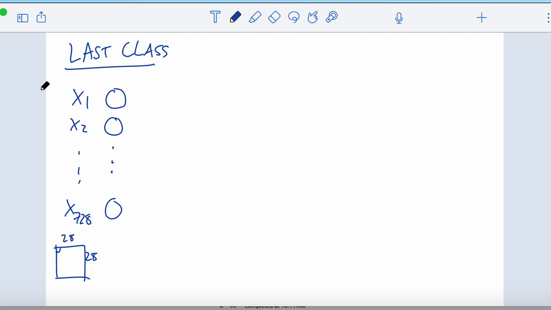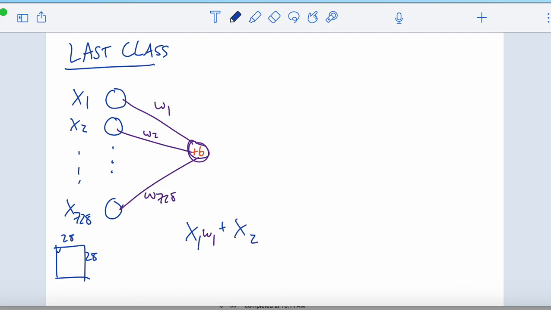The first thing we did is we said, let's make one output layer over here, and we'll connect it up with weights. So we had W1, W2, all the way up to W728. And then we also had a vector of biases that we were just adding on. Let's do a plus B. And we had the formula that the output is x1 times W1 plus x2 times W2, plus all the way up to x728 times W728, plus B. And that was the formula that we used.